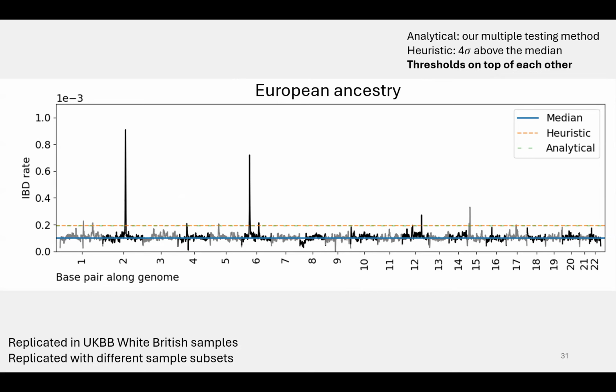One would say, okay, we actually got pretty lucky in our initial work. I'll say that this did replicate in white British self-report samples from the United Kingdom Biobank, and it replicated in different sample subsets in both the British Biobank and the United States biobank.